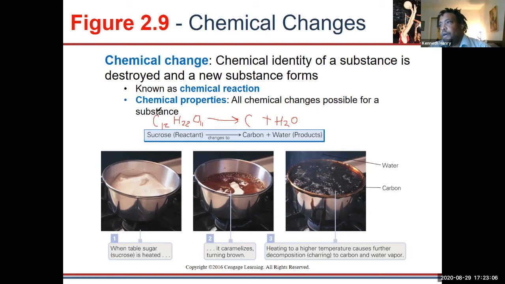Okay? This side is called my reactant. In this case, we only have one reactant. This side is called the products. Here I have two products.